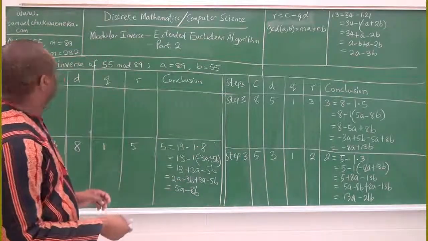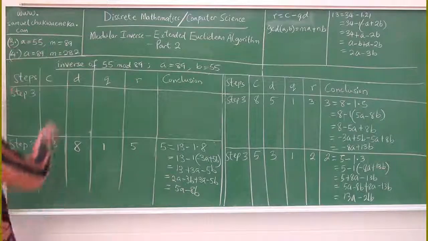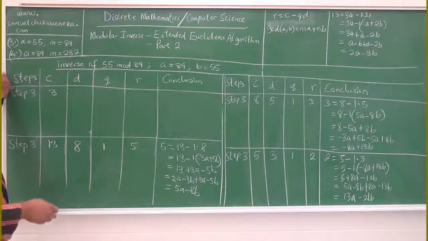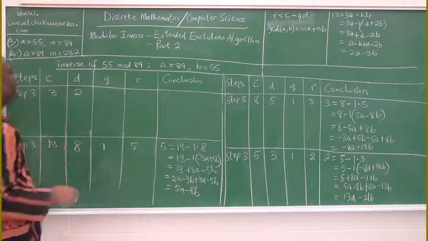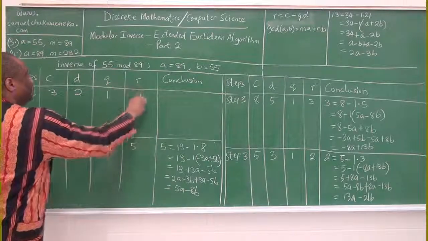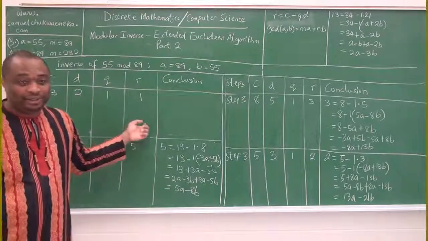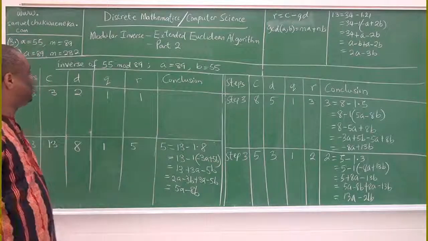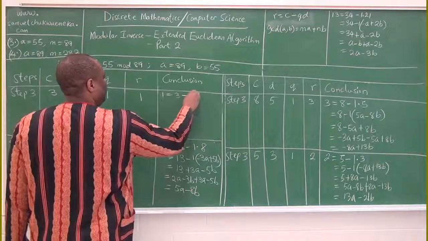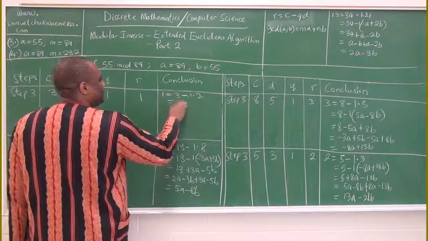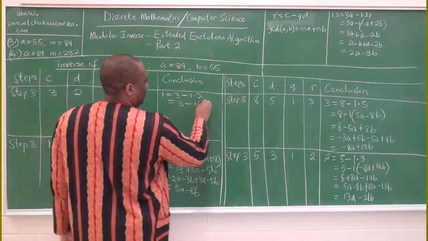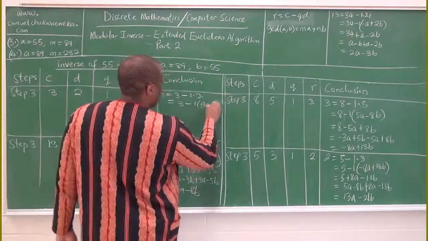And our C is now what? 3. And our R2 is now our D, 2. 3 divided by 2 is what? 1. Remember, 1. We're still not through. We're still stuck. Okay, this is 1 equal to 3 minus 1 times 2, which is 3 minus 1. Our 2 is what? 13a minus 21b.